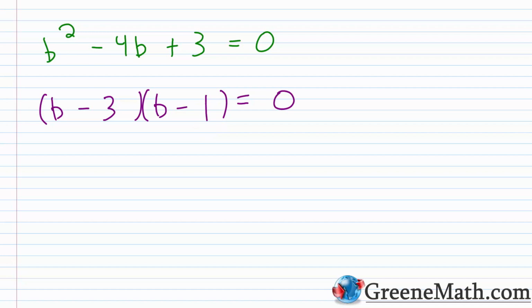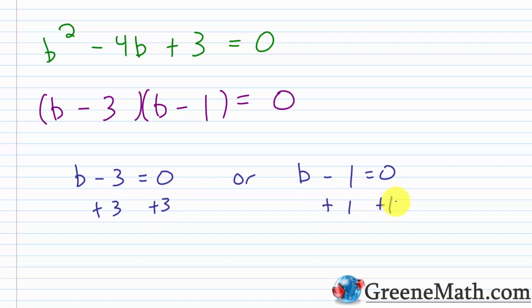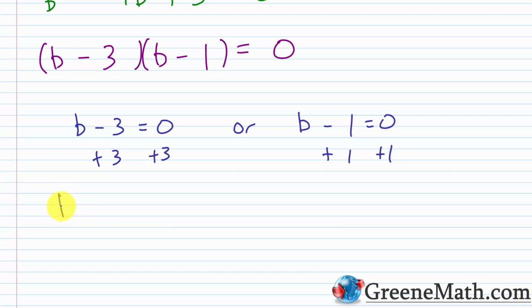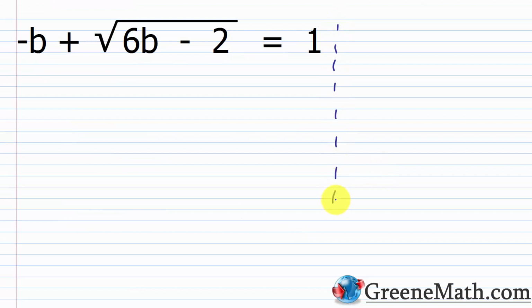So to solve this, again, use the zero product property. We're going to set each factor with a variable equal to 0. So we'd have b minus 3 equals 0, or b minus 1 equals 0. We'd add 3 to each side of the equation here. We'd add 1 to each side of the equation here. And what we're going to end up with is b is equal to 3, or b is equal to 1. All right, so let's check this. And we had b is equal to 3, or b is equal to 1.